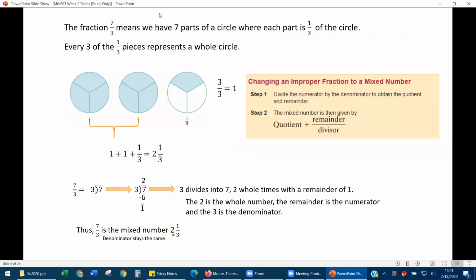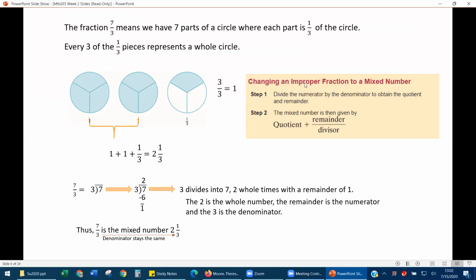Okay, so the fraction 7/3 means we have 7 parts of a circle where each part is a third of the circle. So every 3 of those thirds makes a whole circle. So 3 thirds and 3 more thirds, that would be 6 thirds, plus this 1 third, that's 7 thirds. So these 2 3/3 pieces each represent a whole. So that would be 2 whole and 1/3 of another.